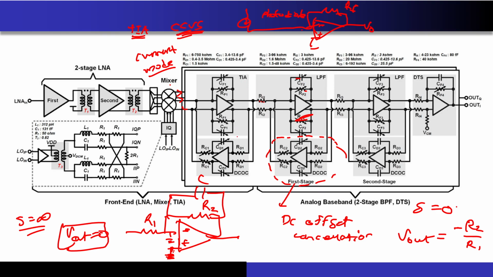So you can consider that this TIA is doing exactly the same job. Now the feedback paths that you are seeing over here, just ignore them. These are for something called DC offset cancellation. I don't want to go into that particular domain.